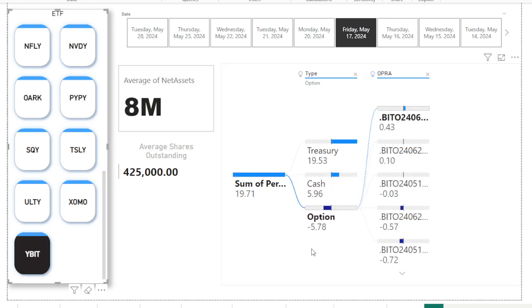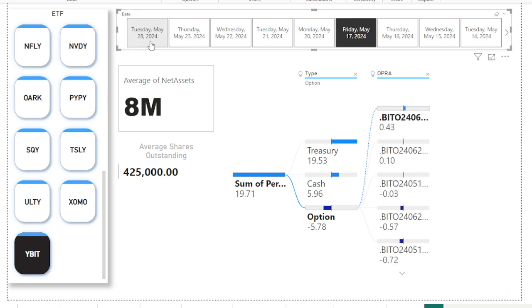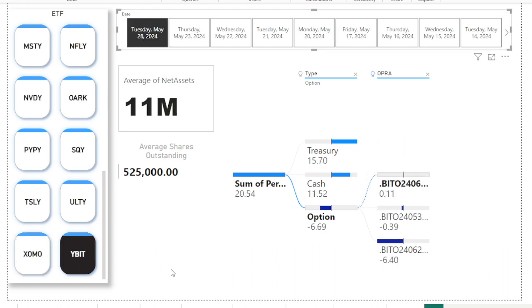And then the good old YBIT over here, so it still has 8 million in average net assets. Share price is 19.71, so a pretty nice premium, $5.78 from last week, and then it actually increased to $6.69, so that's actually a good thing. So per share 20.54. So it's a nice increase all across the board. So hopefully they can maintain this, especially after the Bitcoin halving, hopefully with some positive news from regulators.